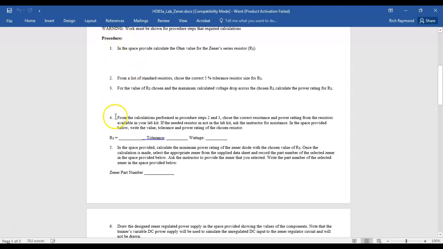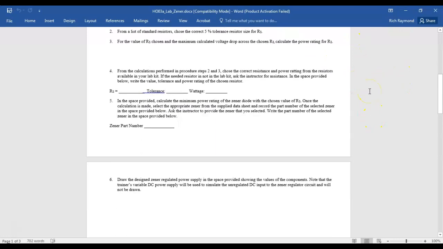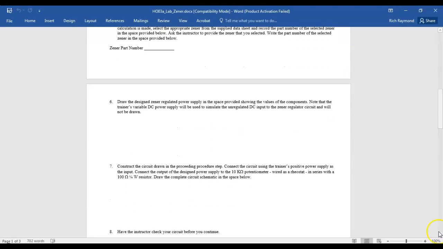So we're all the way down to 5. Oh no, we're all the way down to 6, because the part number we chose was a 1N4733A. Are we okay? So here we're down to 6. Draw the circuit. So y'all need to draw the circuit.